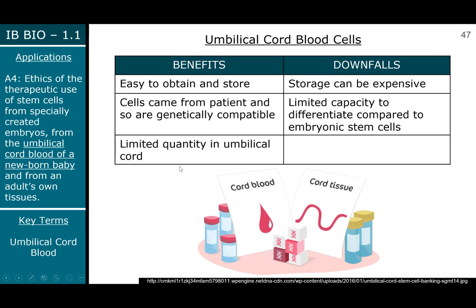I don't know why this is a benefit. Limited quantity in umbilical cord. That should not be a benefit. That should be a downfall. There's only a limited amount. Downfall, storage can be expensive, right? Limited capacity to differentiate, so we're no longer talking about totipotent cells, so the ability to differentiate is decreased, and there's a limited amount.